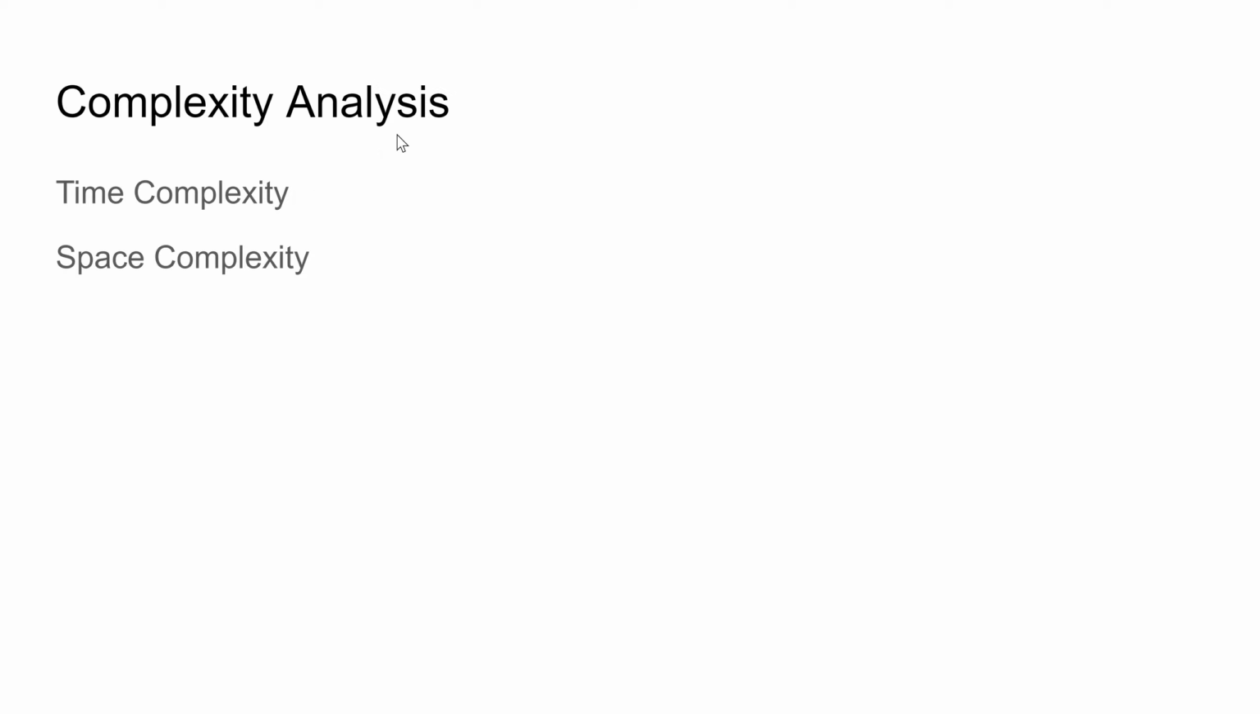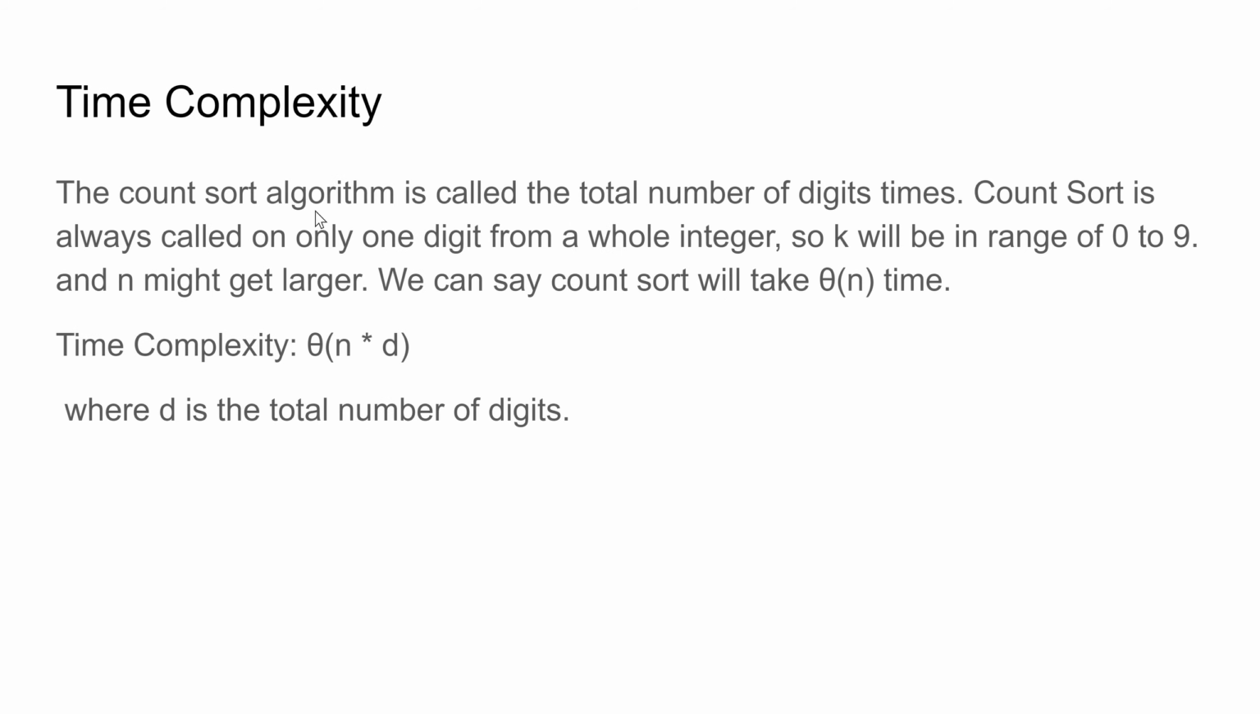Complexity analysis, time complexity, space complexity. Time complexity: the count sort algorithm is called the total number of digits times. The count sort is always called on only one digit from a whole integer, so k will be in the range 0 to 9, and we might get larger. We can say that count sort will take theta of n times d, where d is the total number of digits.